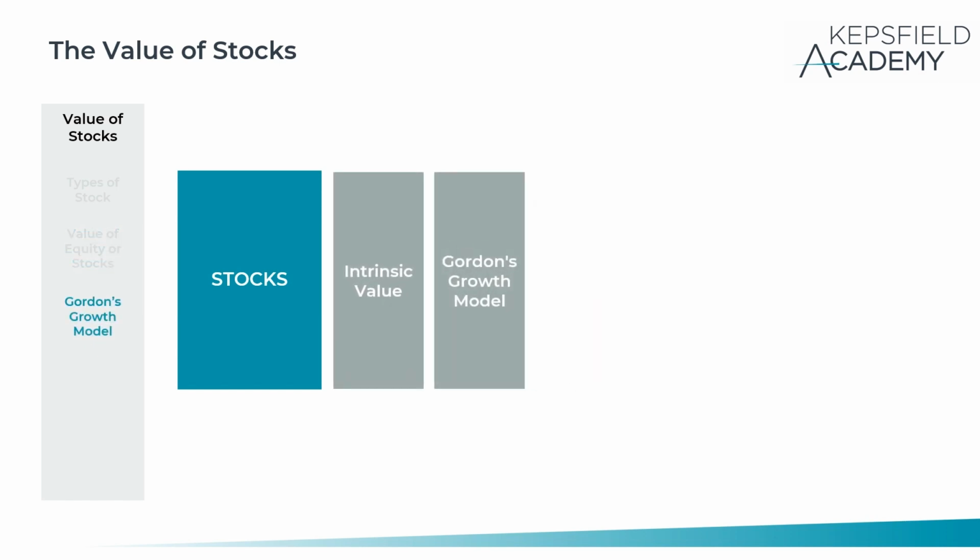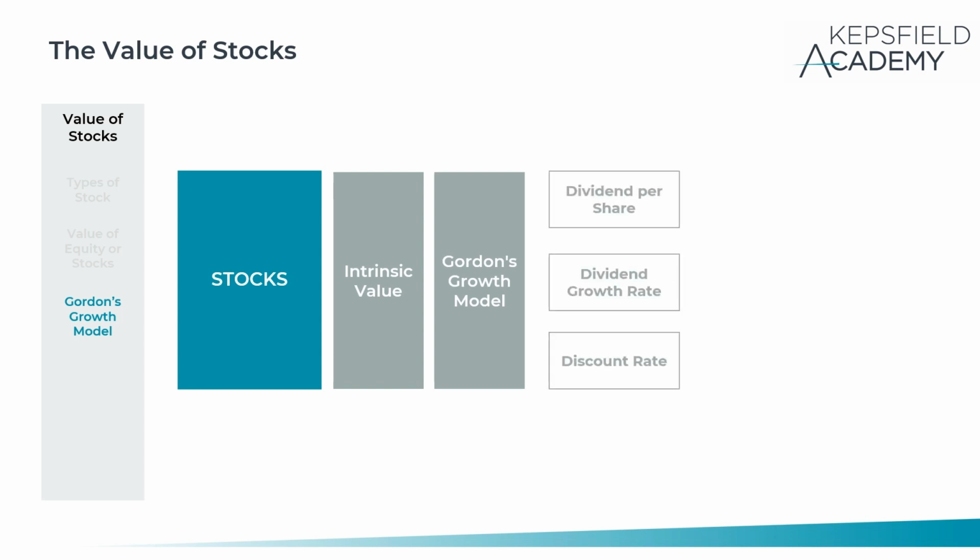As mentioned, a useful method in determining a stock's intrinsic value is the Gordon's growth model. We'll explore the model's three main inputs: dividends per share, growth rate, and discount rate. We'll also discuss the no-growth model, constant growth model, and the multi-stage model.